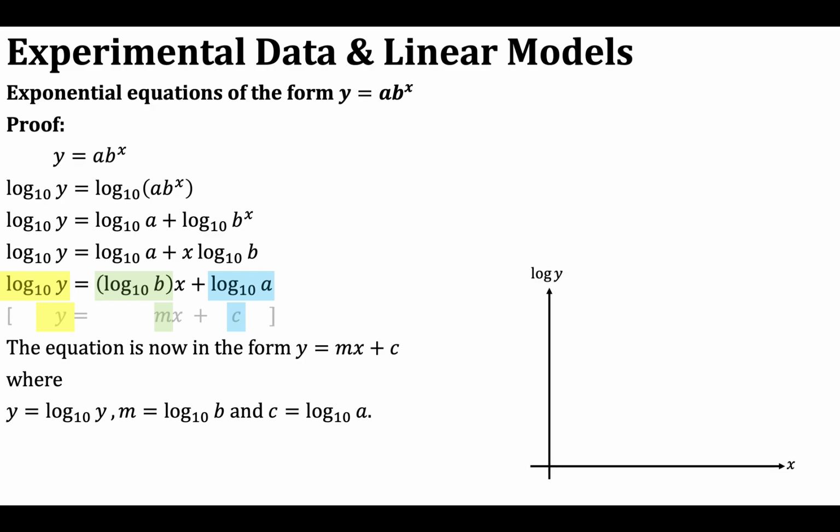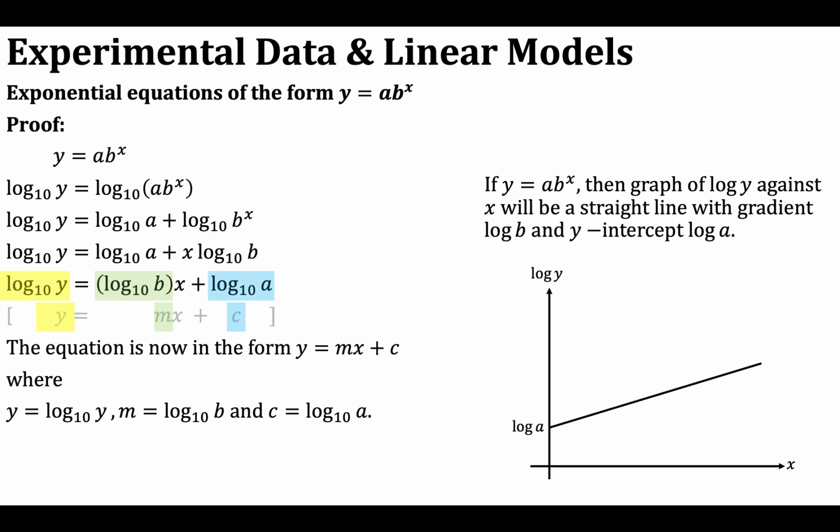And you can see here that from this equation, which I've now highlighted, the variables for my axes are x, it's fine, we're used to that, and log to the base 10 of y. You can see my y-intercept here is log to the base 10 of a, and if my gradient log to the base 10 of b is positive, I might have a line that looks something like that. So if y equals a times b to the power x, then the graph of log y against x will be a straight line with gradient log b and y-intercept log a.